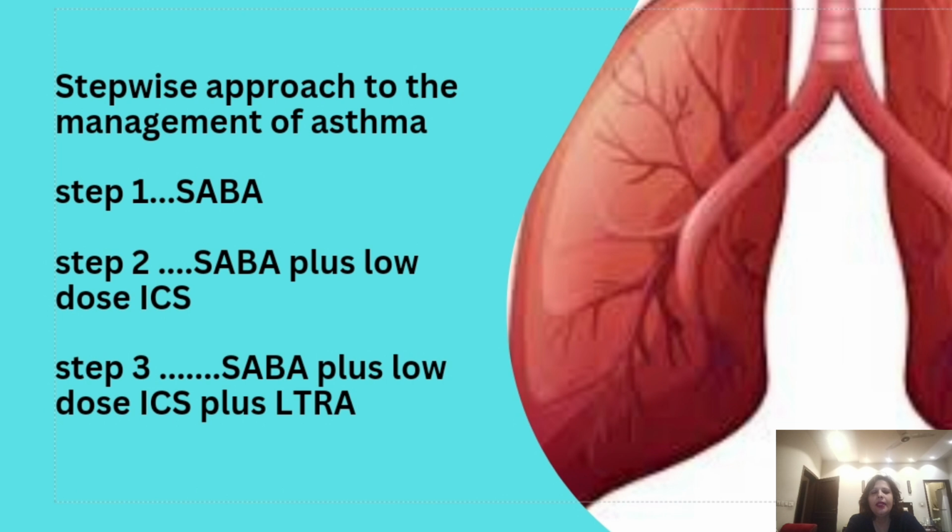In step 3, we add SABA plus low-dose inhaled corticosteroid. Along with that, we add a leukotriene receptor antagonist. So you have to memorize this, that in step 3, we need to add a leukotriene receptor antagonist. Leukotriene receptor antagonist is added in step 3.